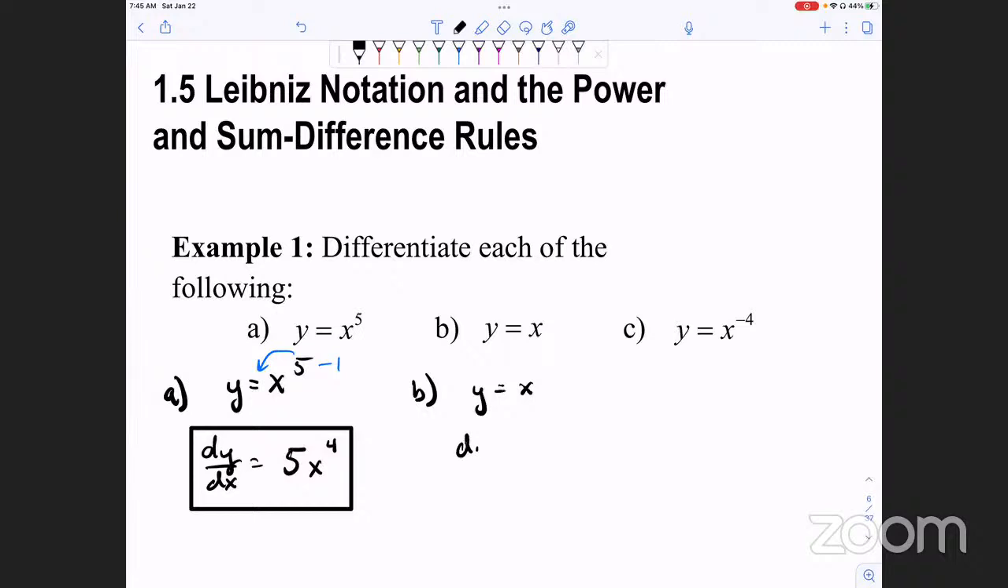For y equals x, the derivative, or dy by dx, is going to be 1, because there's an implied 1 here. So this is x to the power of 1. Again, that 1 comes down and we subtract 1. So ultimately, we're going to get 1 times x to the power of 0. X to the power of 0 is 1. So ultimately, this is just 1.